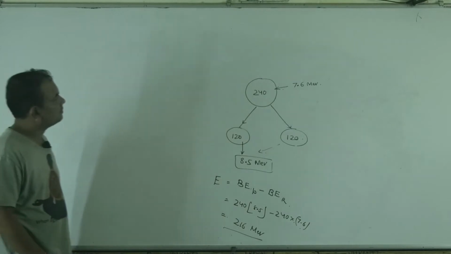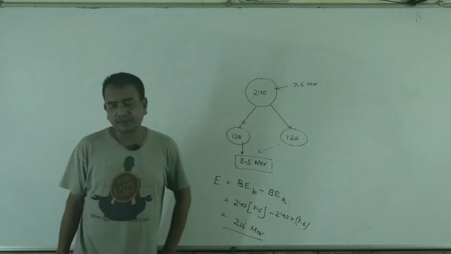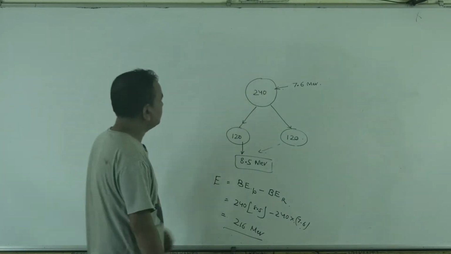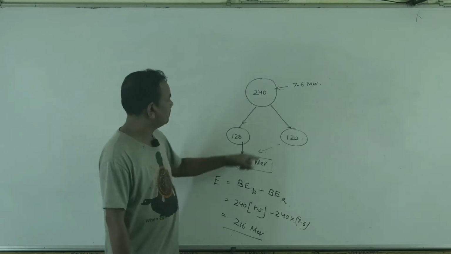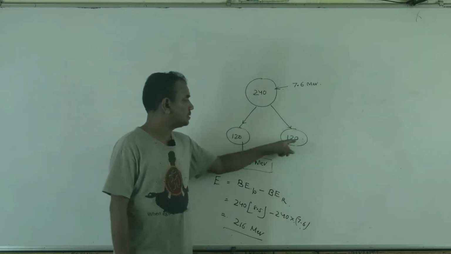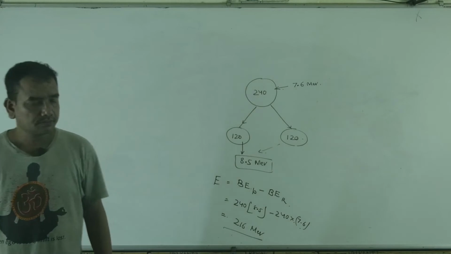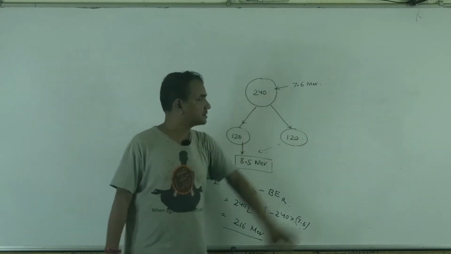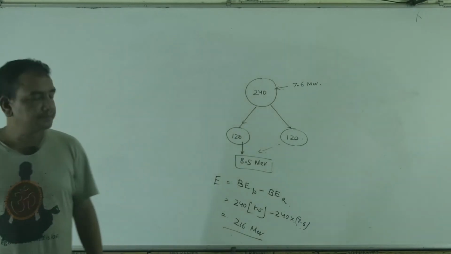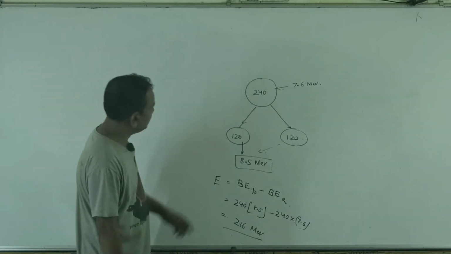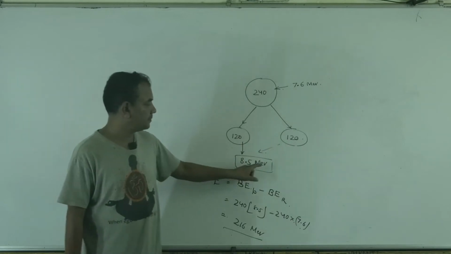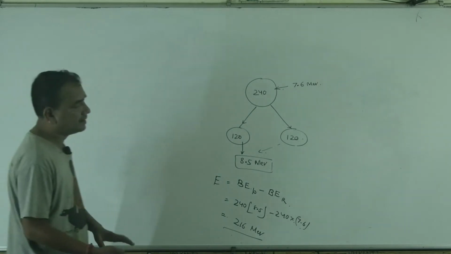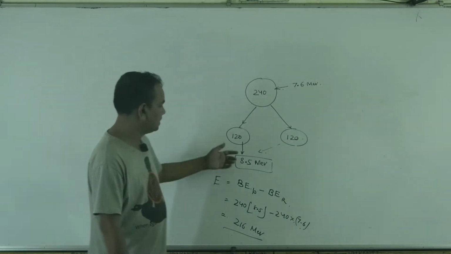One more question asked upon nucleus, chapter nucleus. A nucleus of mass number 240 breaks into two parts of mass number 120 each. And the binding energy of the parent nucleus is 7.6 MeV per nucleon, and binding energy for the products is 8.5 MeV per nucleon. The question asks: what is the increase in binding energy? Increase means final energy minus initial energy.